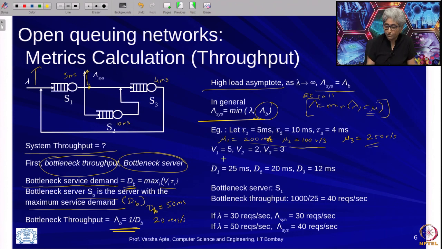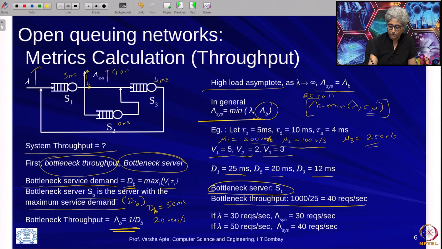So let us take an example of what the visits are. Here V1 is equal to 5, V2 is equal to 2, V3 is equal to 3. Now we will write the service demands. D1 is 5 multiplied by 5, 25 milliseconds. D2 is 2 multiplied by 10, 20 milliseconds. D3 is 3 multiplied by 4, 12 milliseconds. So now it is clear that even though server 1 seemed like it has less work per visit than server 2, the overall work required to be done by server 1 to fulfill a request is more. 25 is the most, 20 is next, 12 is the least. So actually the bottleneck server is going to be S1, and the bottleneck throughput is going to be 1000 by 25, which is 40 requests per second. This is what this system can do. Maximum this can do is 40 requests per second.